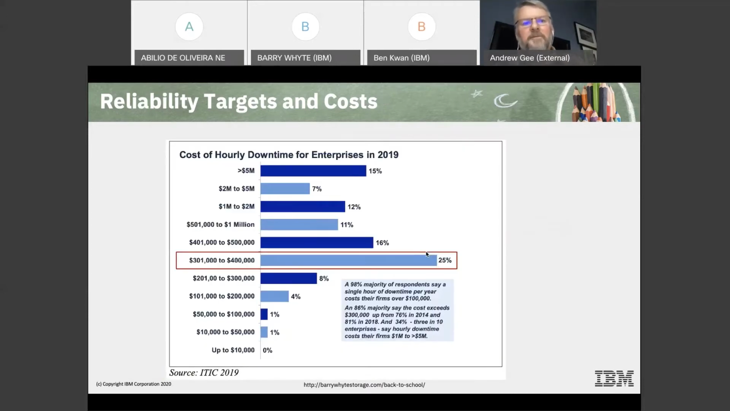So this is a clip from the ITIC report in 2019, where you can see if you add up the 25, the 16, etc., it'll come up to about 86%. And you can see from 1 million up, we're seeing about 34% or so of people with a cost to their business.